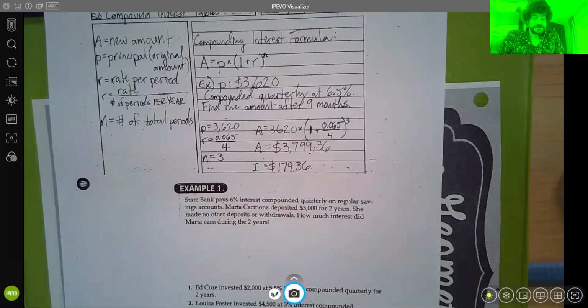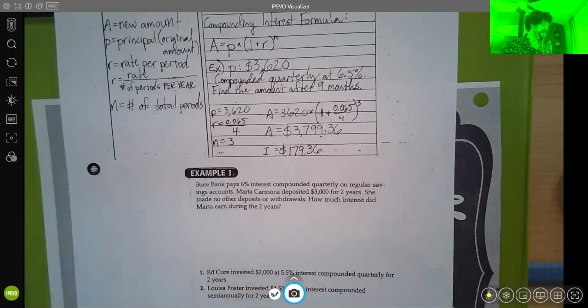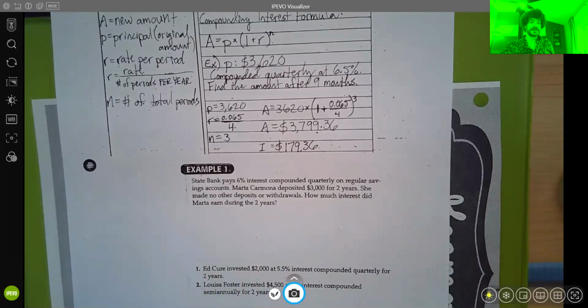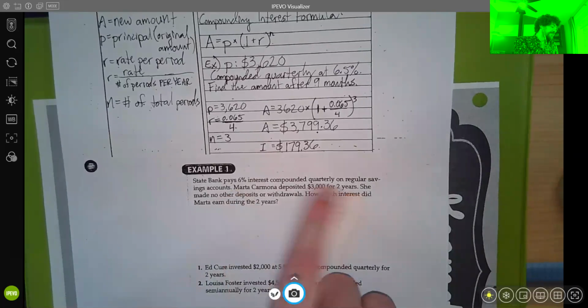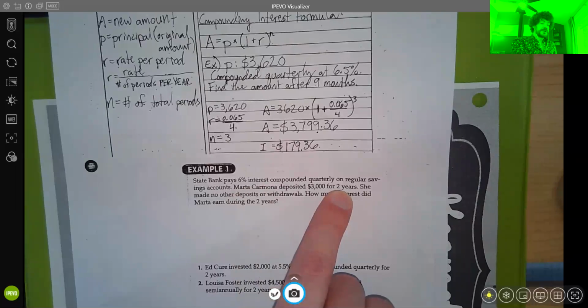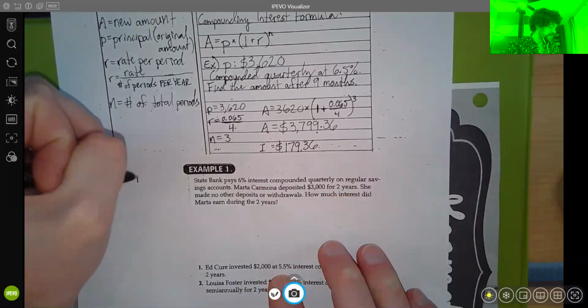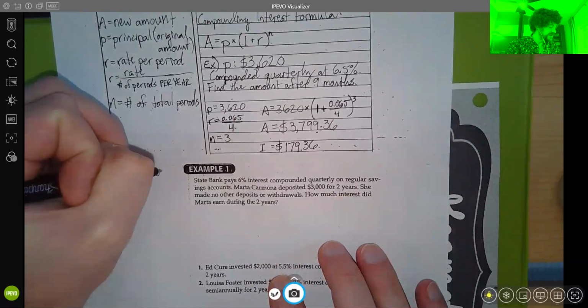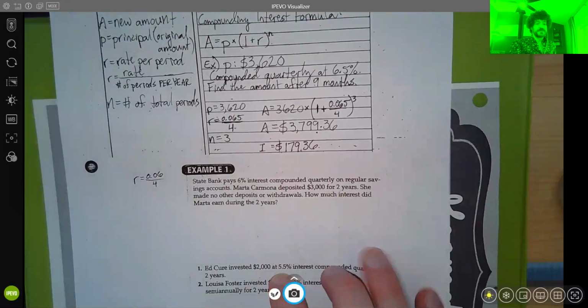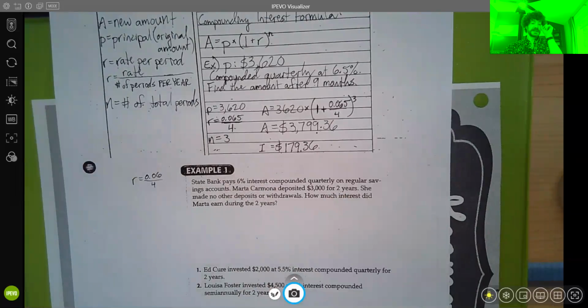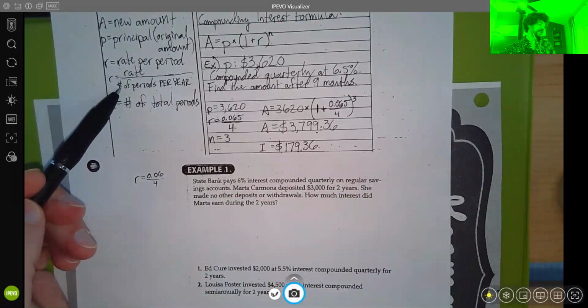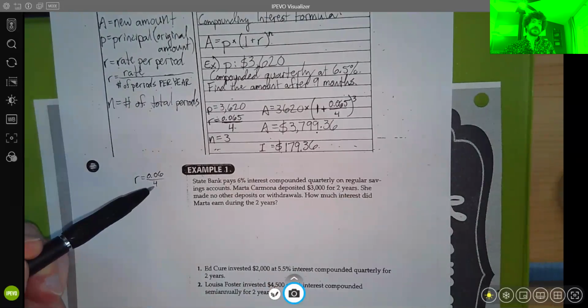All right, let's try the next one. It's down here. Example 1 is what it says. State Bank, this is the one that I just looked at a few minutes ago and kind of was like, hey, we'd have to calculate this interest 8 times. So 6% interest compounded quarterly. So that right there gives us r. That would be r equals 0.06 over 4, because it's the rate right here divided by the number of periods per year. Rate is 6%, 4 periods per year because it's quarterly.